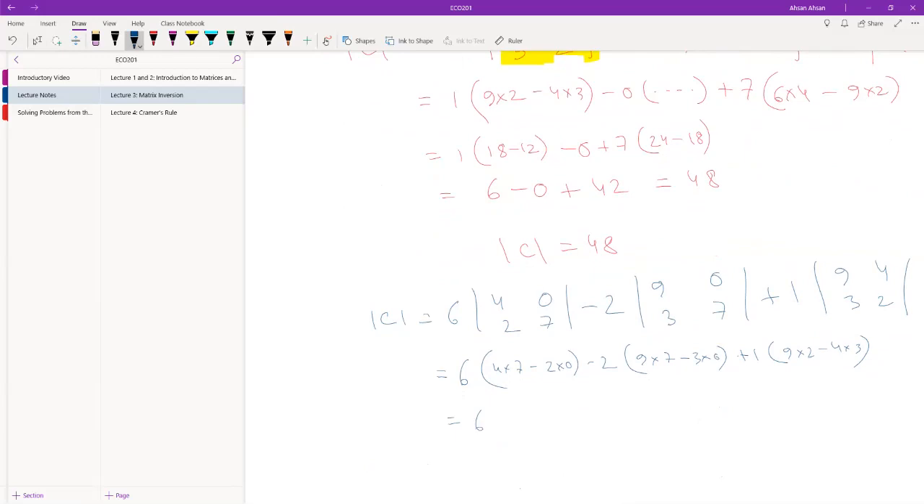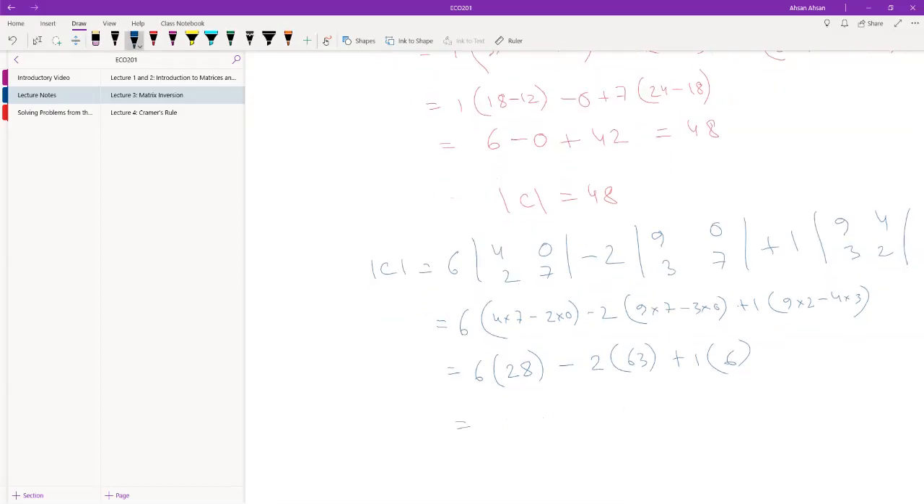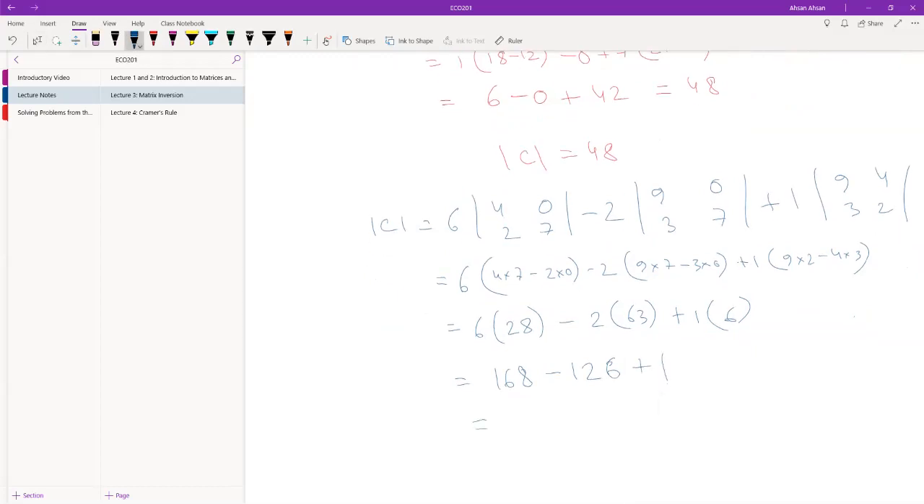So how much do I get here? 6 times 28, well, that's a big number. 2 times 63 plus 1 times 18 minus 12, 6. Okay. So how much do we get here? 168 minus 126 plus 6. So what we get is 48. So as you guys can see, we had 48 before, we have 48 again.